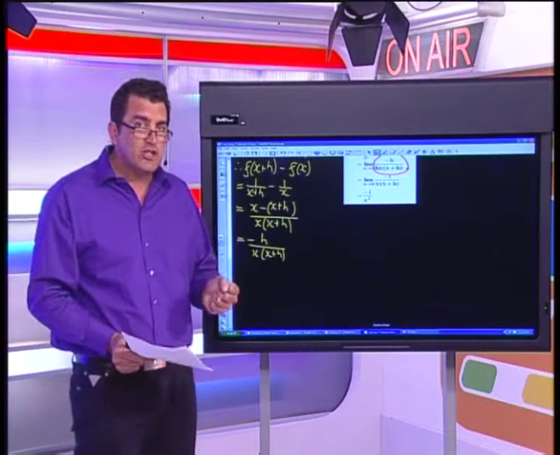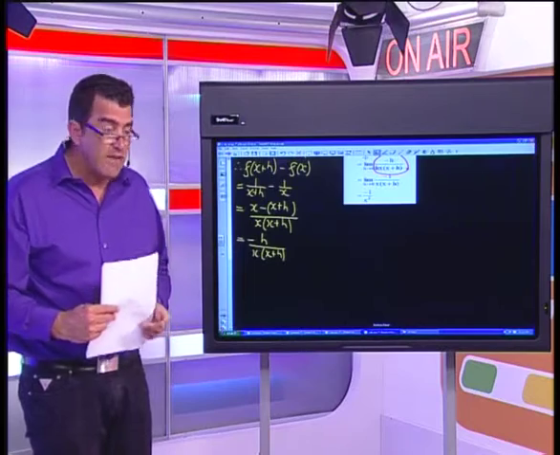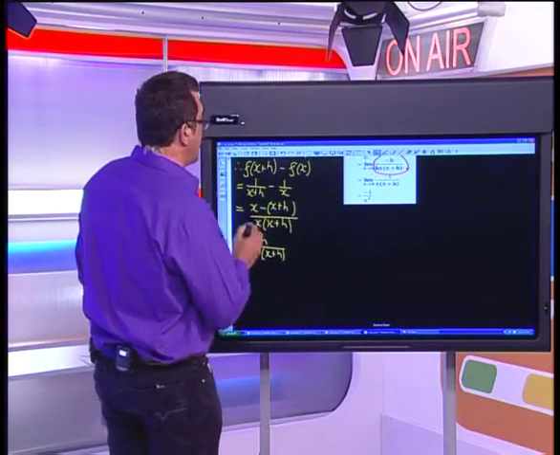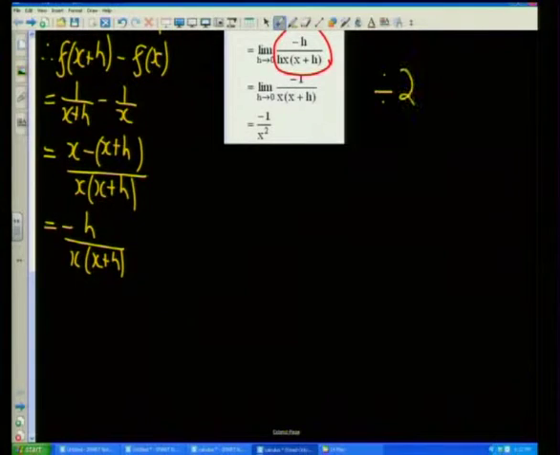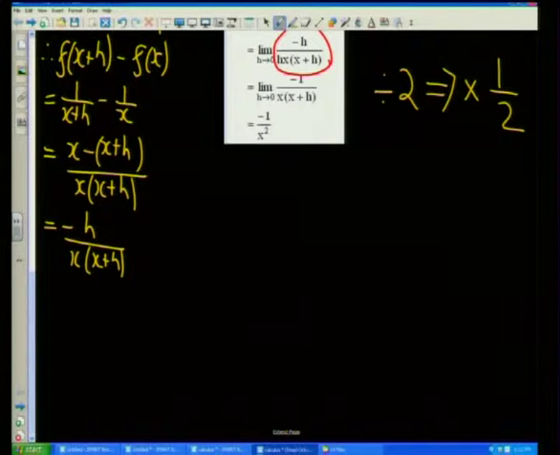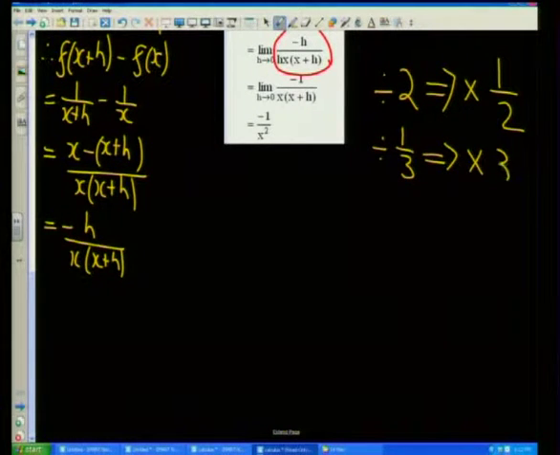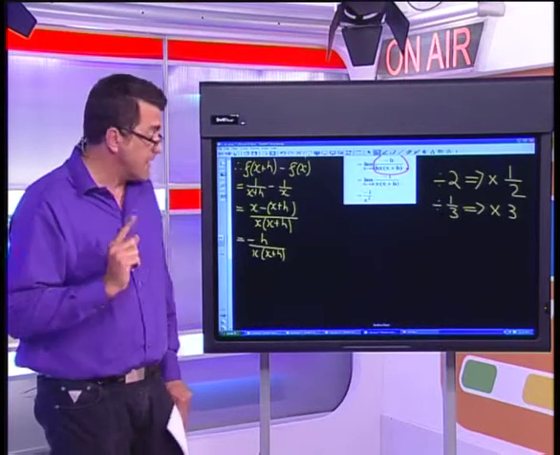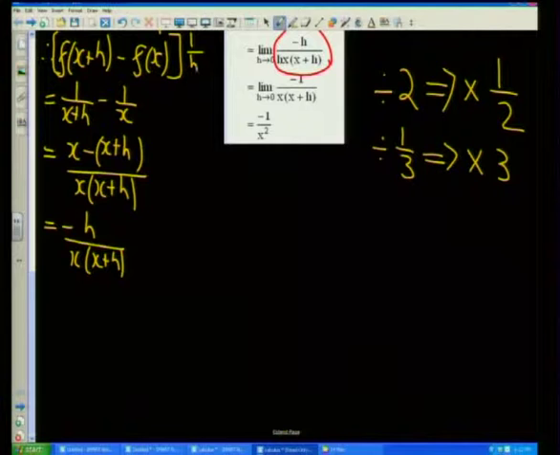I dealt with the fraction separately. I first worked out the top, the numerator here. Now I'm going to bring in the denominator. I know one thing, and that is that if I divide by 2, it's the same as multiplying by 1 over 2. Or if I divide by a third, it is the same as multiplying by 3, the reciprocal of it. So here I'm going to divide by h. Instead of dividing, I'm just going to multiply with 1 over h.